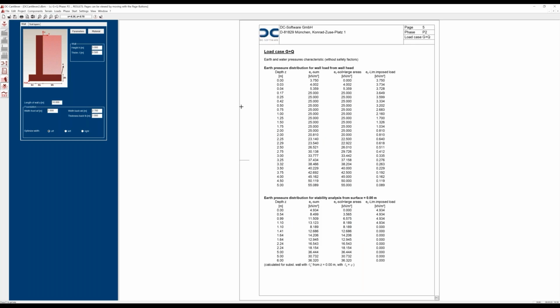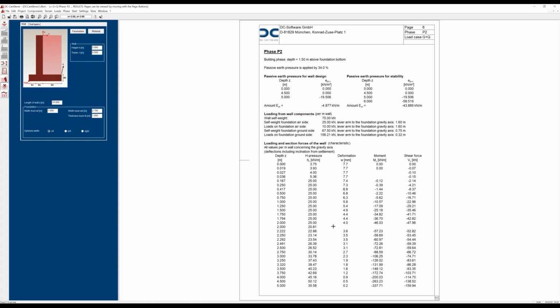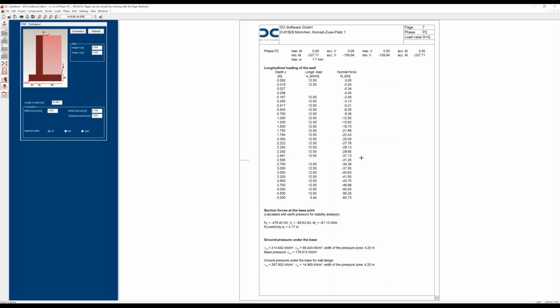Here we have the earth pressure on the wall and the earth pressure for the stability analysis, the two different types as I described. And for a construction phase, we see the passive earth pressure, which is activated here. We have the loads from the wall itself and the earth blocks on the footing, and then the deformation and section forces of the wall. Then we have the ground pressure under the base.